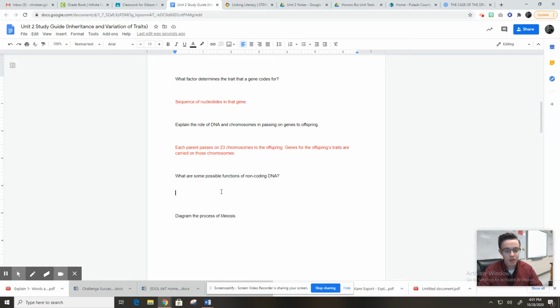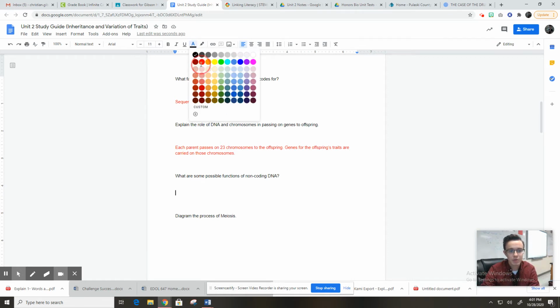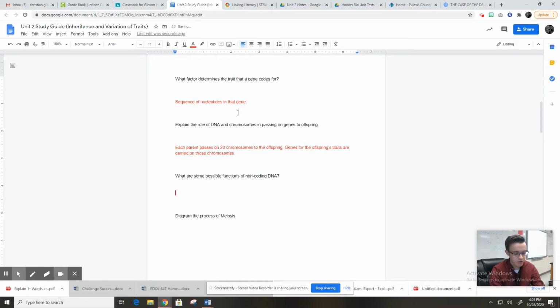What are possible functions of non-coding DNA? So most of your DNA, actually about 90% of it, is not genes. Okay, it's non-coding, it's non-regulating. So the question is, if it's not genes, if it's not used to make proteins, what's it used for? Well, it can be used for a couple things. It can be used to help the structure of DNA. Okay, it could be used to protect the DNA.